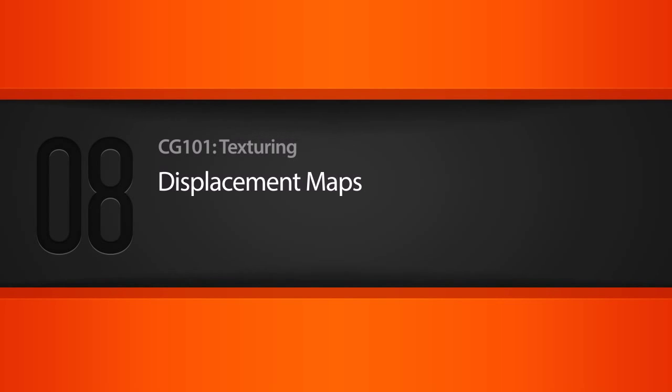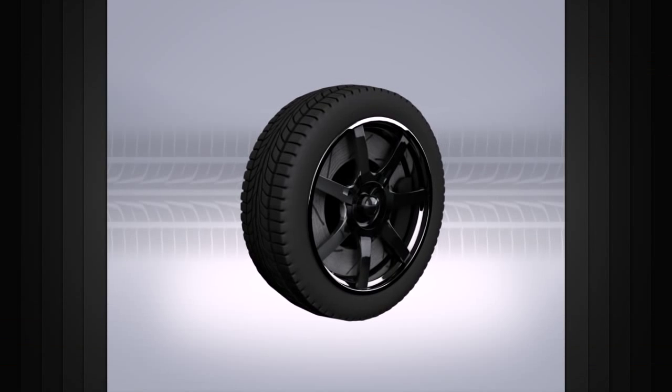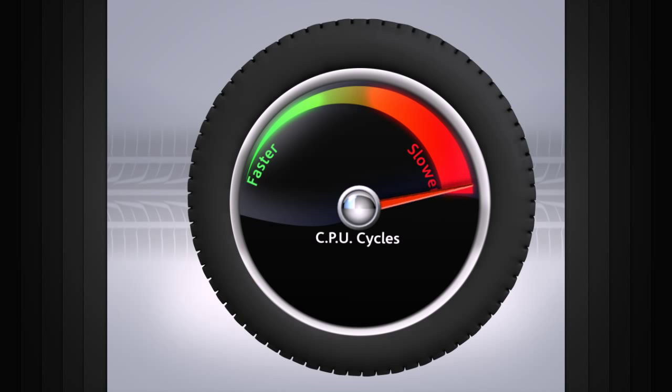In this lesson, we will learn about displacement maps. While modeling objects in 3D, you will ultimately have to face the issue of how much detail you can actually add to that object. If you model too much detail, you may slow down your software application to a point where it's too sluggish to work.